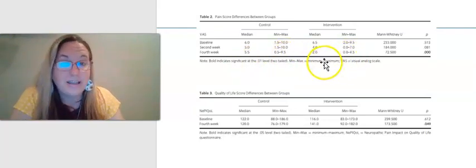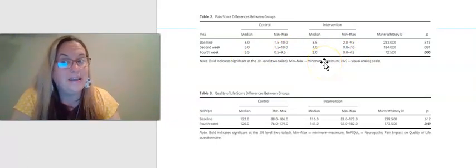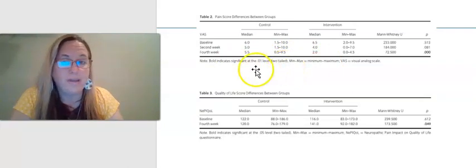This is not due to chance. The intervention really did cause these decreases in pain. That's how we interpret that.